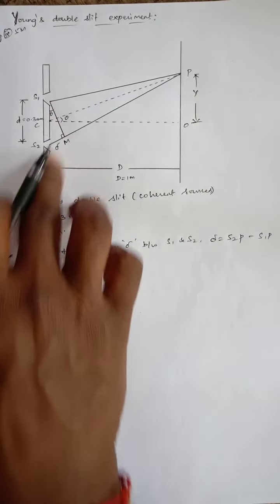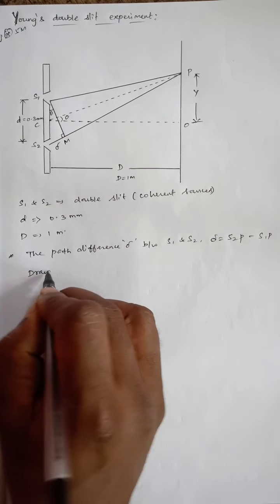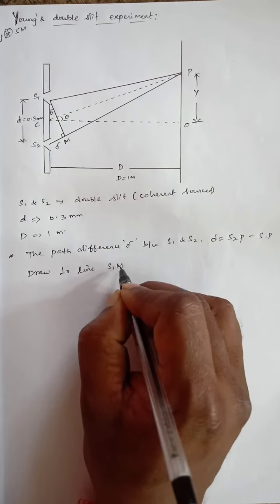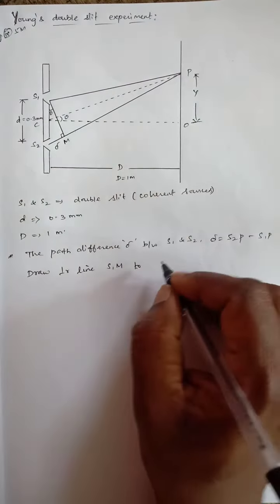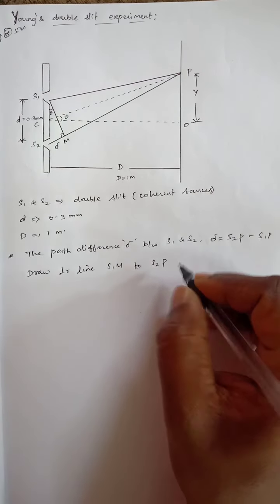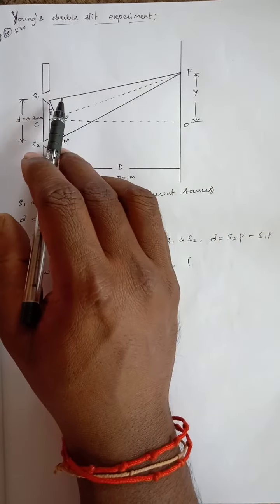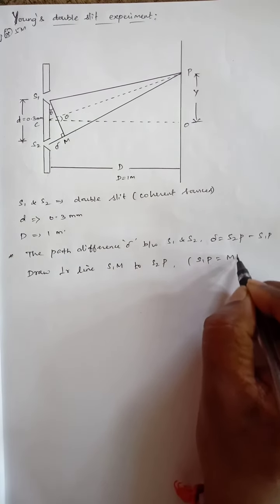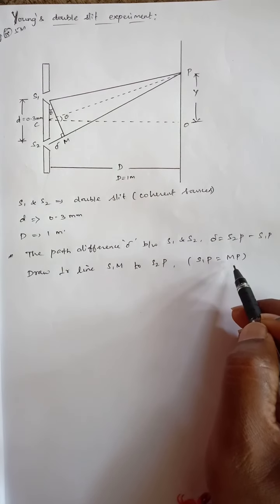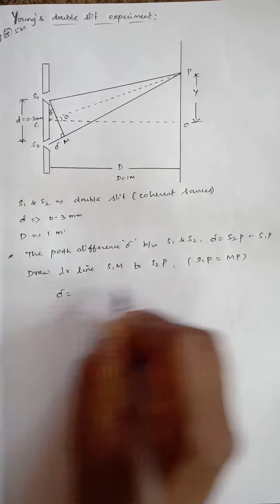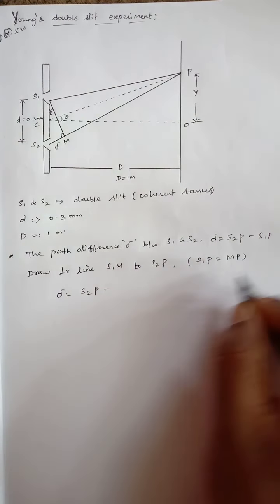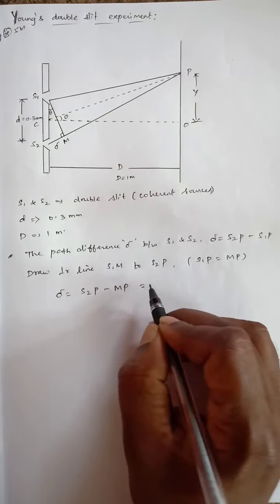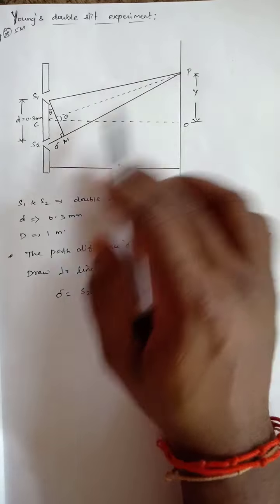Now we have to draw the perpendicular line S1M perpendicular to S2P. So we write in the diagram S1P equal to MP. Then delta is equal to S2P minus S1P, which we write as MP. So what is the value? S2P minus MP becomes S2M.